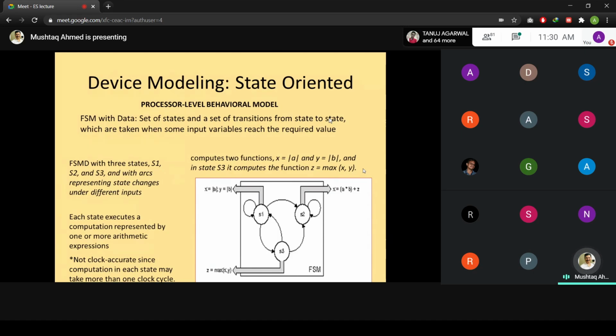So as you can see over here, each state executes a computation represented by one or more arithmetic expressions, and it does not depict at what time a transition takes place. There is no clock assignment, or number of clock cycles needed in order to perform it. There are advantages and disadvantages to representing this type of functionality. If I know that an addition operation requires 2 clock cycles and a multiplication operation requires 50 clock cycles.